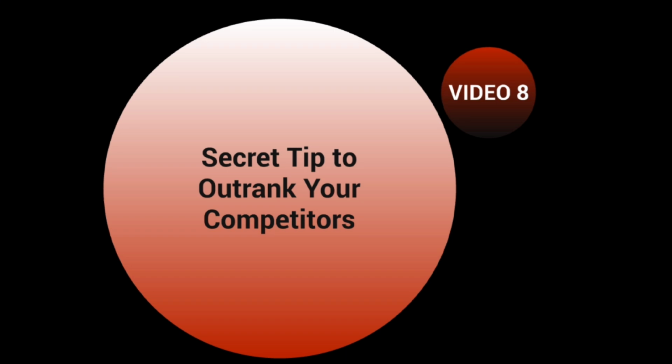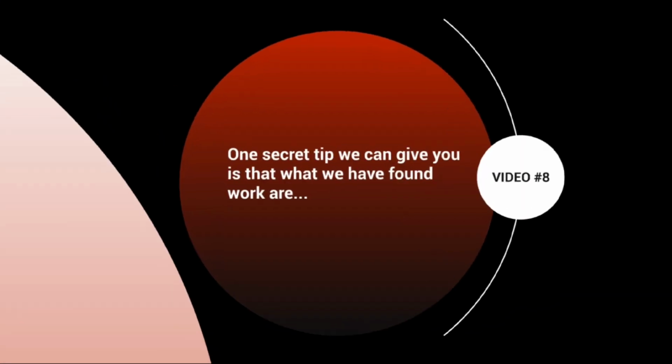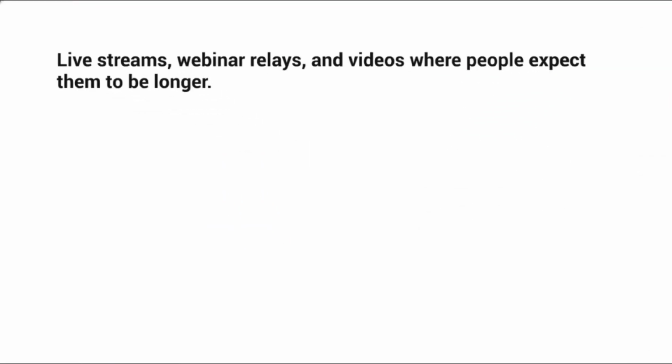We're going to talk about a secret tip that you can use to outrank your competitors. We briefly talked about why having a longer video was important, right? So one secret tip that we can give you is what we have found works: longer videos in the sense of live streams, which means you get on YouTube and you talk to people live, webinar replays, and videos where people expect them to be longer. So in other words, people are expecting these to be longer.